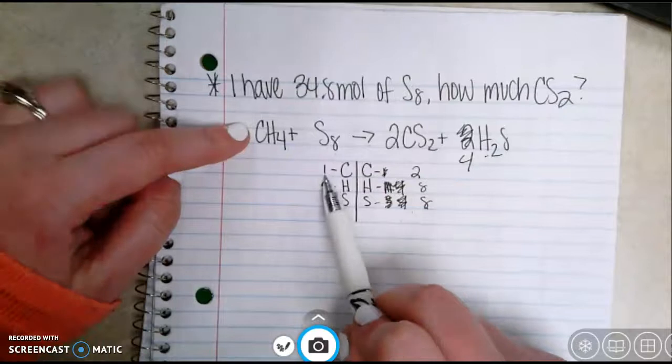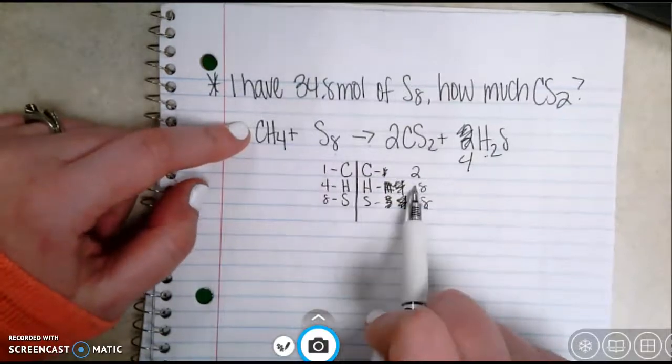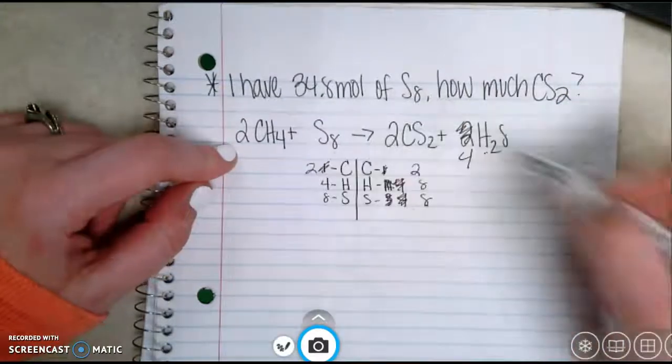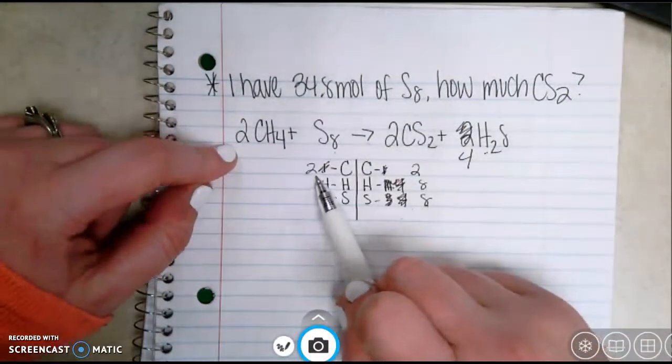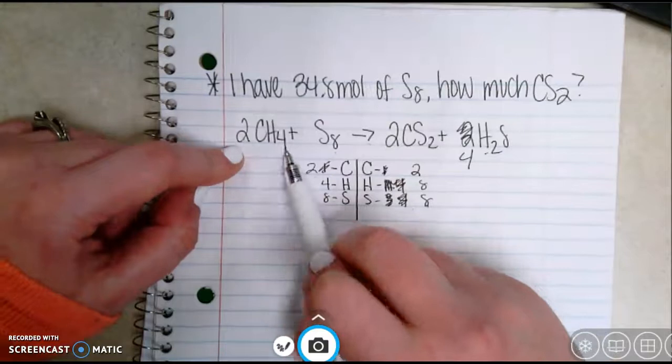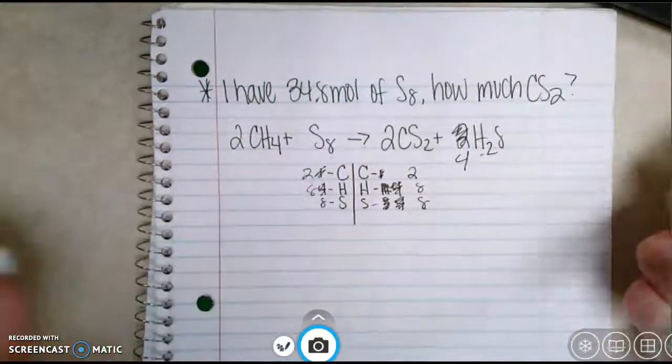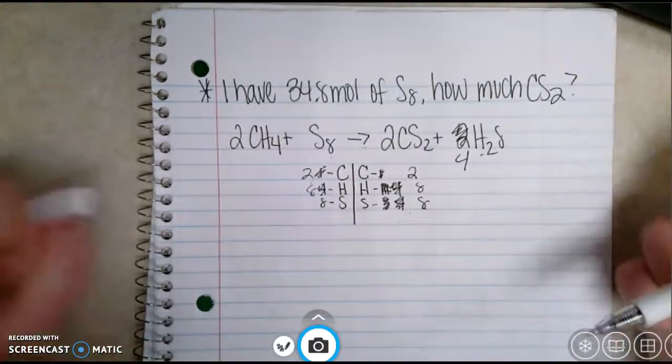If I have 1 carbon over here and I need it to be 2, I'm just going to stick a 2 in front of there and see where that gets us. So that changes my carbons. It also changes my hydrogens to 8, and 8, 8, I am now balanced, which is awesome.